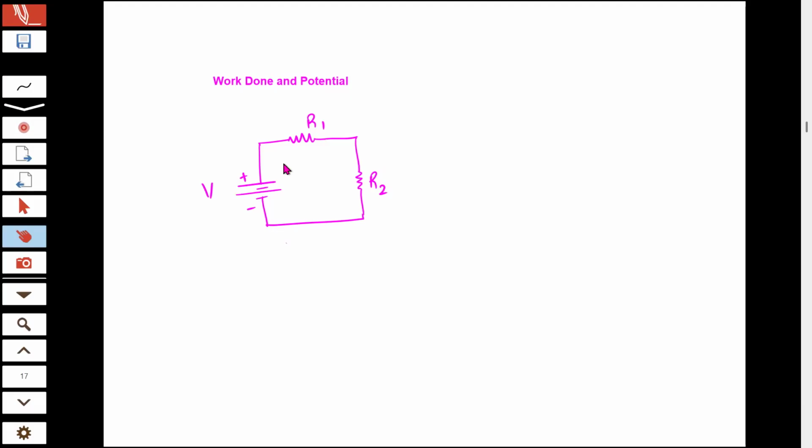Hello everyone. In this video, I'll be discussing the concept of potential in relation to the work done, which we have discussed in the previous videos. So if I consider a circuit, in order to have a current flow, the charges should flow from one point to another point. Let us consider the charges here in this case are electrons.